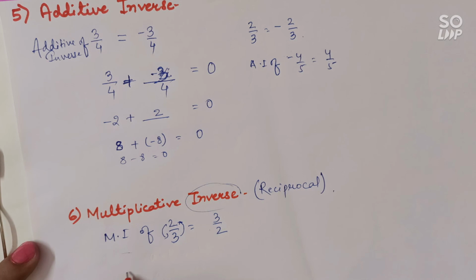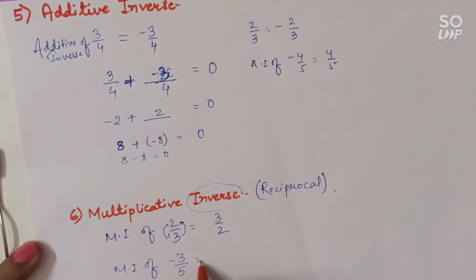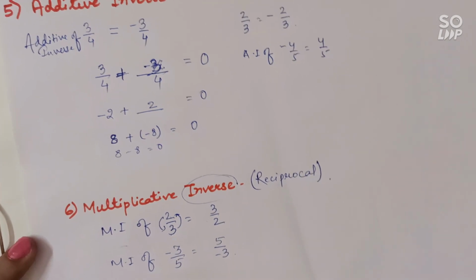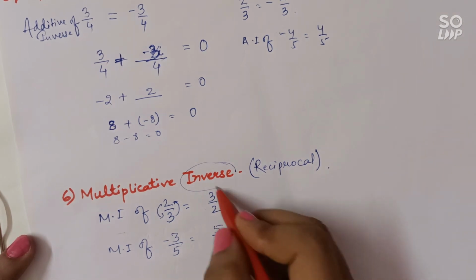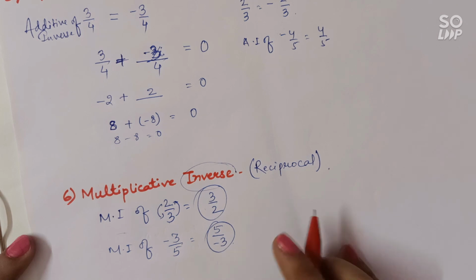Now if I ask you what is the multiplicative inverse of minus 3 by 5, it will be 5 by minus 3. So multiplicative inverse is nothing but just a reciprocal of a number.